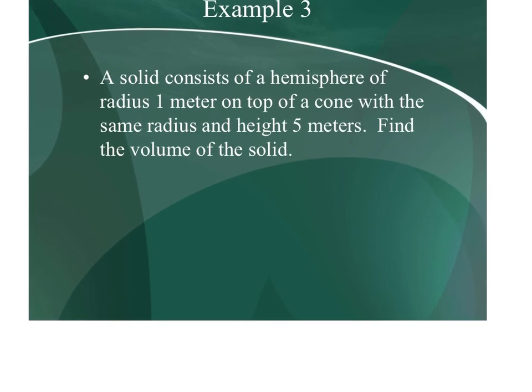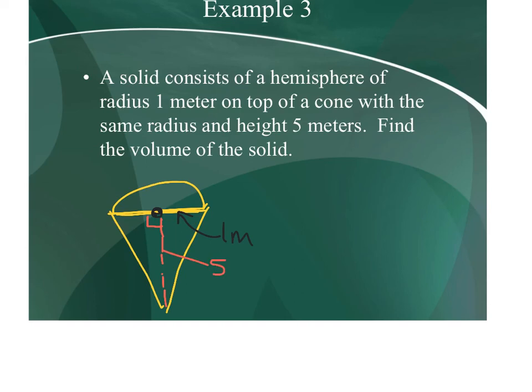It says a solid consists of a hemisphere of radius 1 meter on top of a cone with the same radius and height of 5 meters. Find the volume of the solid. What I'm going to draw is an ice cream cone. Here is the hemisphere. Here is my cone. It says my hemisphere has a radius of 1. So this has 1 meter. And it says that the cone has a height of 5. So I'm going to be doing two formulas here. I'm going to be finding the volume of the sphere and then divide it by 2 because it's a hemisphere. So 4 over 3 pi times radius cubed. And then when I'm all done with that, I'm going to divide it by 2.